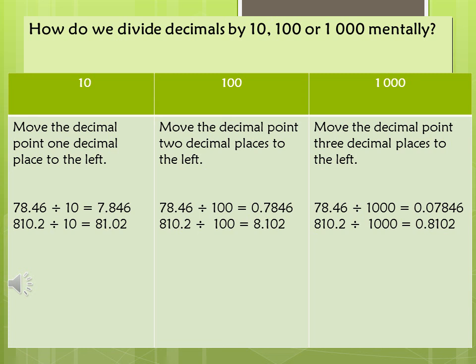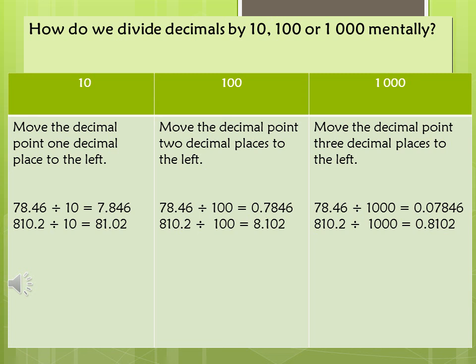Example number 2, 810 and 2 tenths divided by 100. I-move nyo ulit siya ng 2 decimal places going to the left or kaliwa. So, mula doon sa decimal point, i-move siya ng dalawa, 1, 2. So, napupunta dito, ang magiging sagot nyo, 8 and 102 thousandths. So, 8.102.